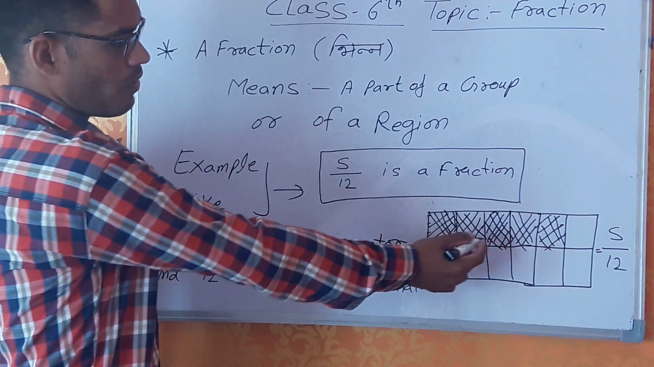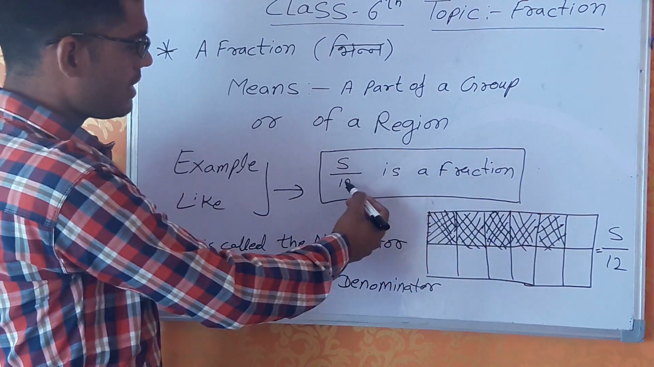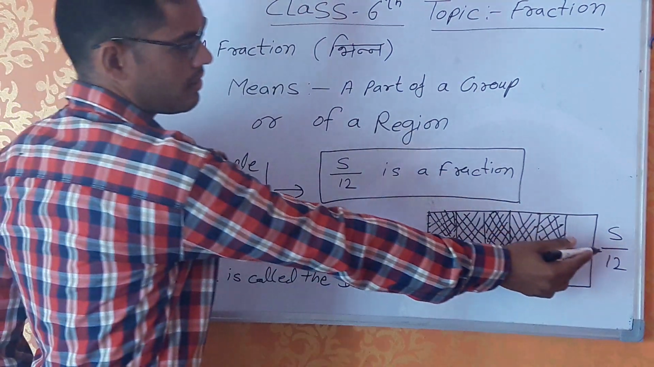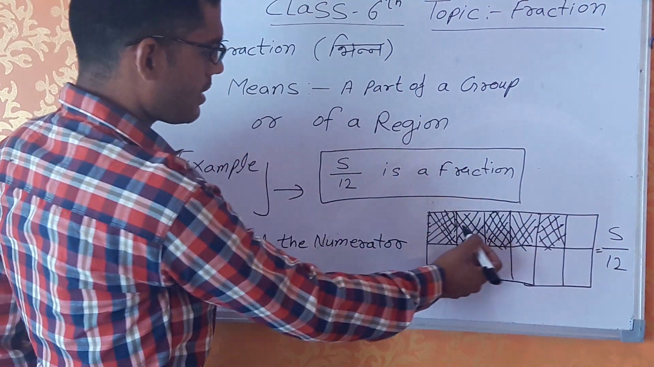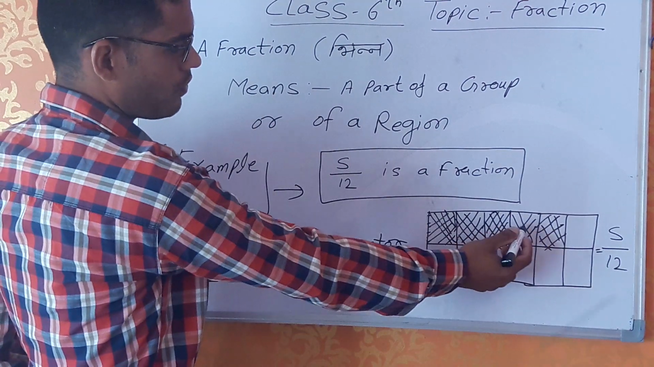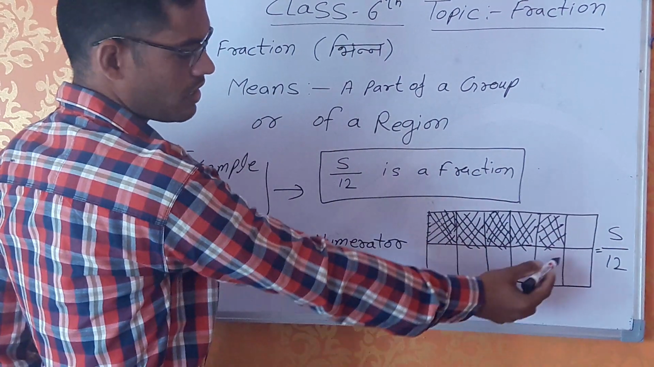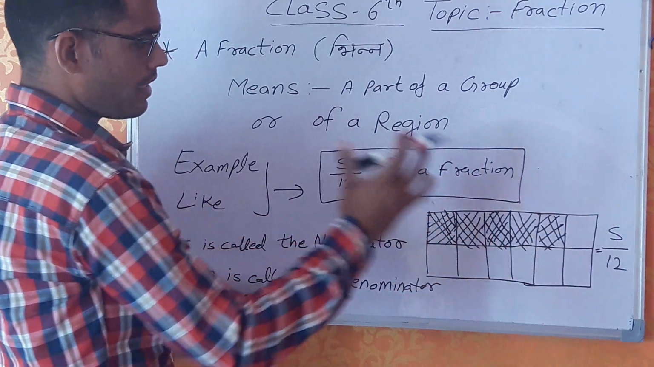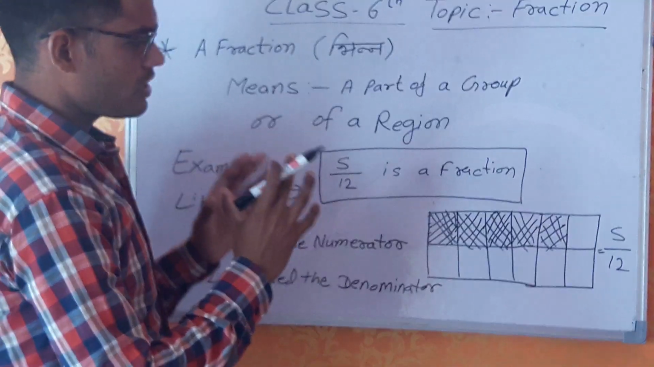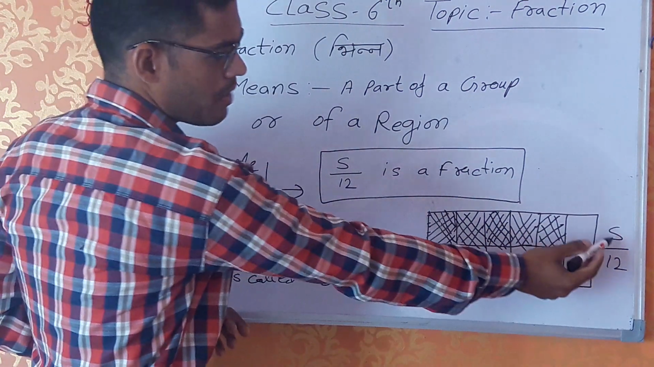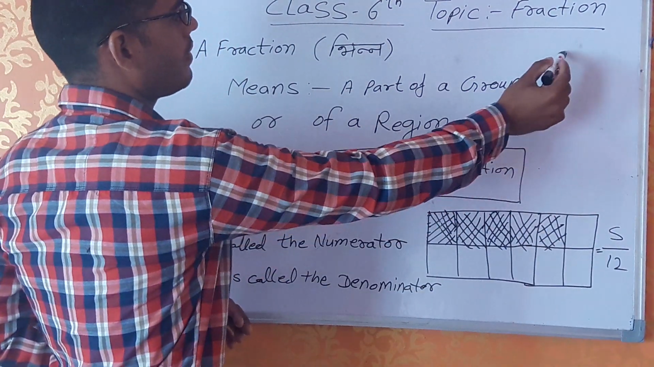5 is a part of a region, and 12 is the total number of parts. 1 2 3 4 5, and the total boxes are 12. For a fraction, the boxes must be equal, not unequal. That is a fraction of 5 upon 12. That is an example.